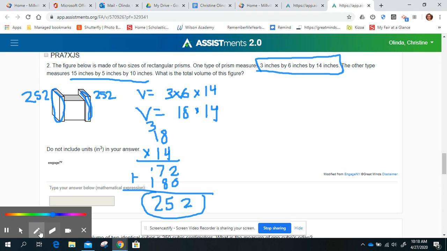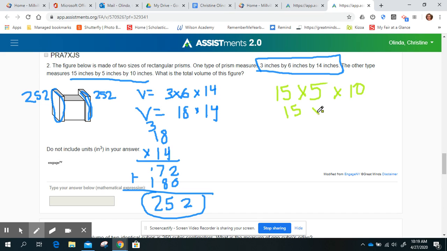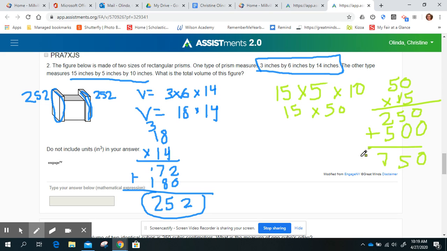And now I need to find that final volume in the middle. And they give me the formula here, which is 15 times 5 times 10. Now 5 times 10 is 50. So I have 15 times 50. It's a little easier to multiply like this. 5 times 0 is 0. 5 times 5 is 25. Put my placeholder. 1 times 0 is 0. 1 times 5 is 5, and then I can add. And I know that that figure in the middle, the volume is 750.